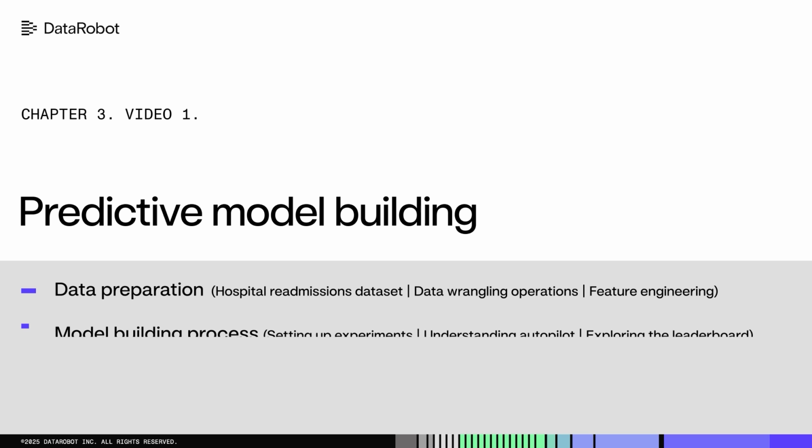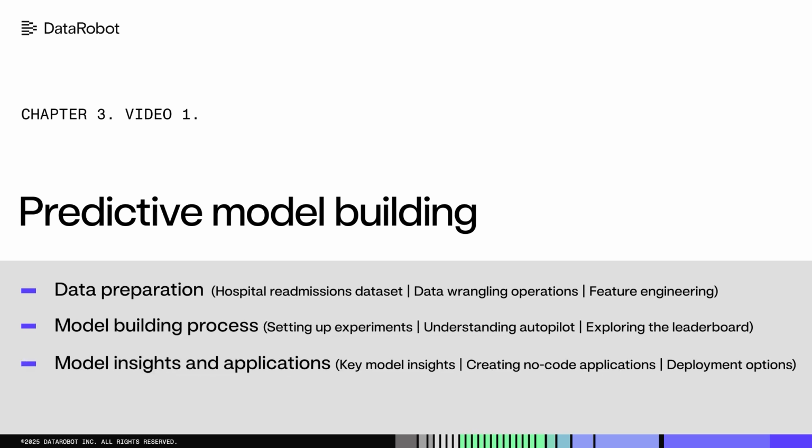Welcome to this walkthrough in DataRobot. Today I'm going to demonstrate how to quickly build and deploy a predictive model. You'll go end-to-end from raw data in a database to a deployed model using multiple core DataRobot capabilities along the way. You'll move through three key phases: data preparation, the model building process, as well as model insights and applications.